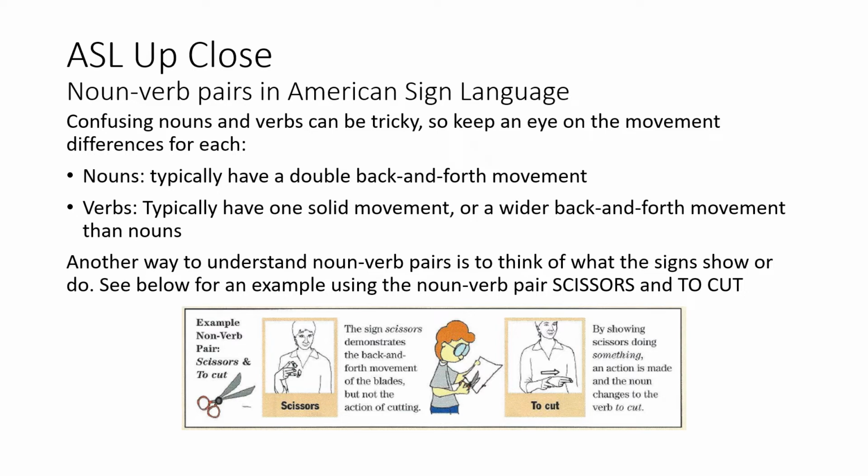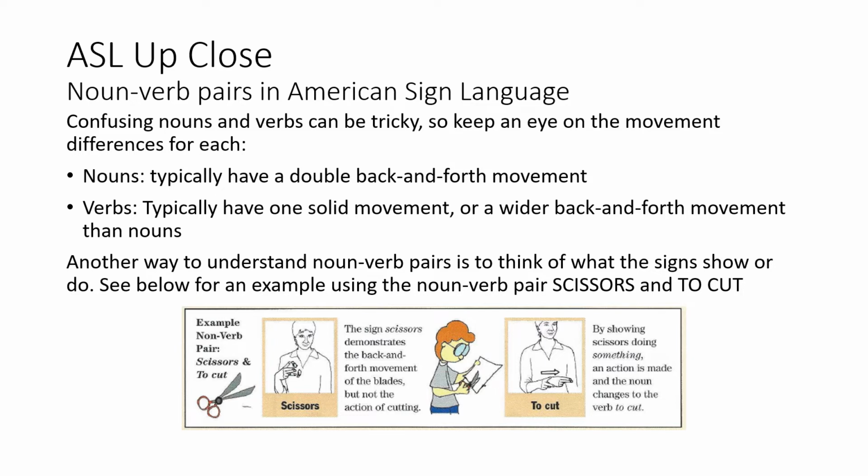Nouns typically have a double back and forth movement. Verbs typically have one solid movement or a wider back and forth movement than nouns. Another way to understand noun-verb pairs is to think of what the signs show or do. See below for an example using the noun-verb pair scissors and to cut.